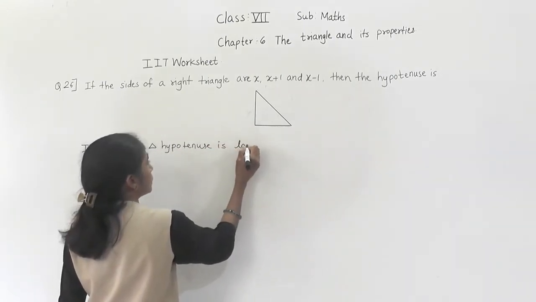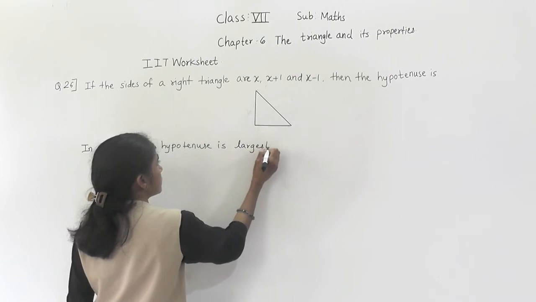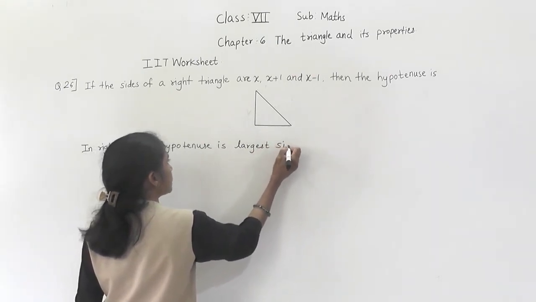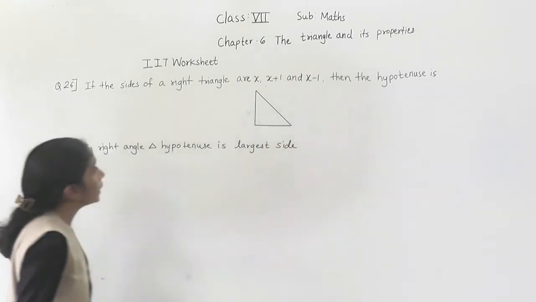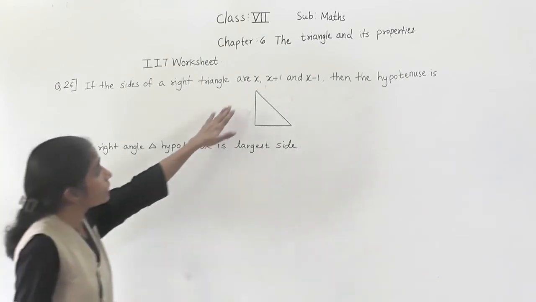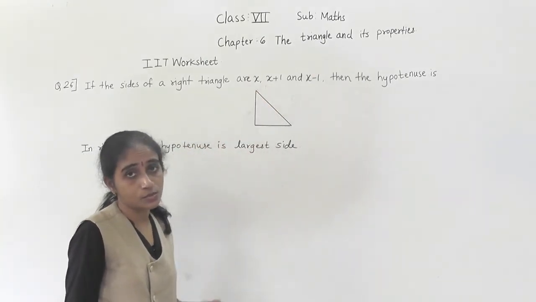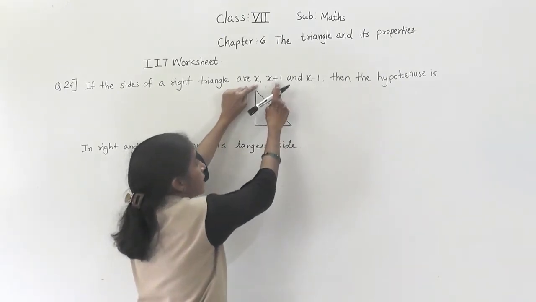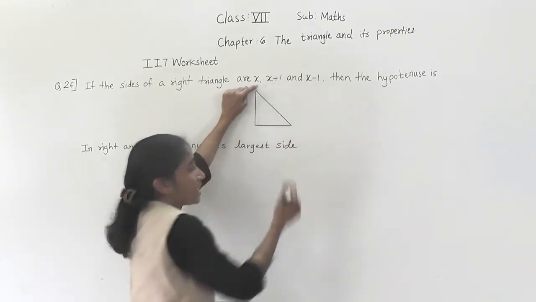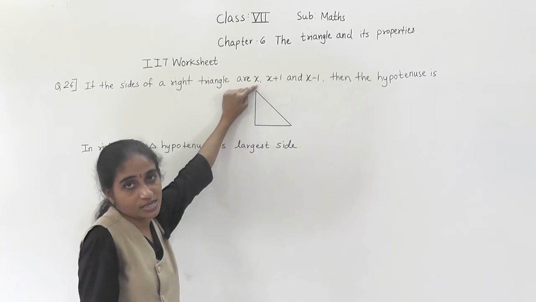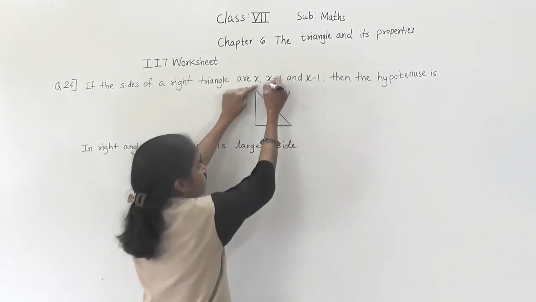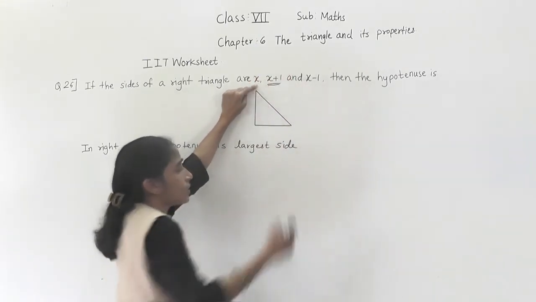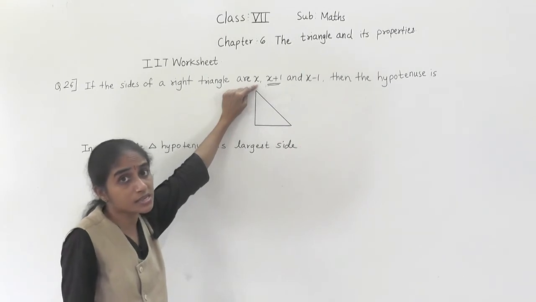The hypotenuse is the largest side, the longest side. Now you will ask which is the longest side here. See, this is x, this is x plus 1 and this is x minus 1, so which is the longest side? Obviously, x plus 1 is the longest side. X plus 1 is the largest side.